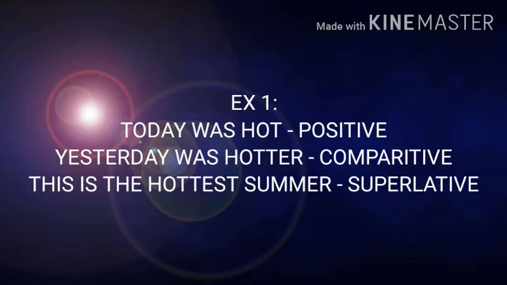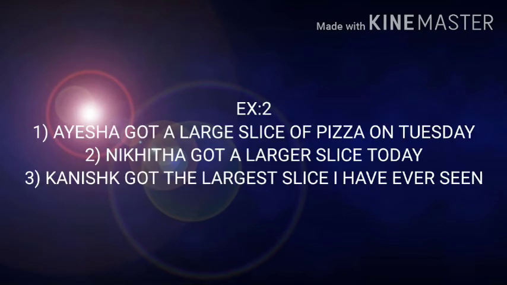Aisha got a large slice of pizza on Tuesday. Okay, on Tuesday, Aisha, she got a large slice of pizza. Now we consider the second example. Nikita got a larger slice today. So she is getting a larger size, which means that she has been compared with Aisha. Okay, Nikita has been compared with Aisha.